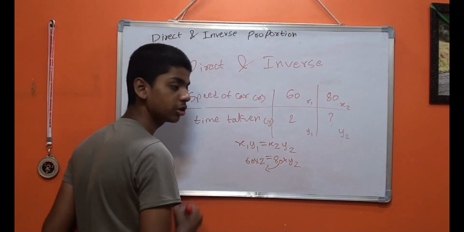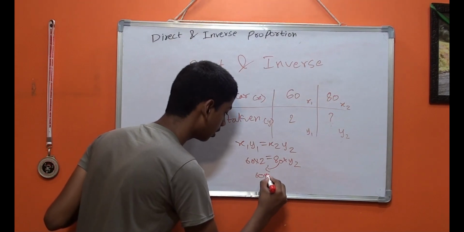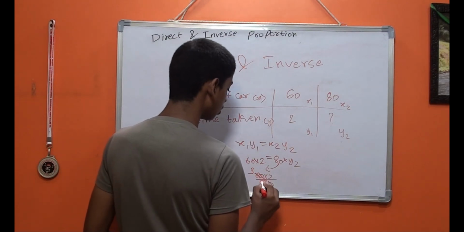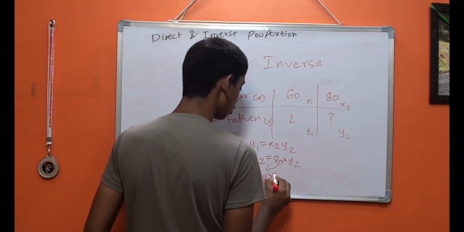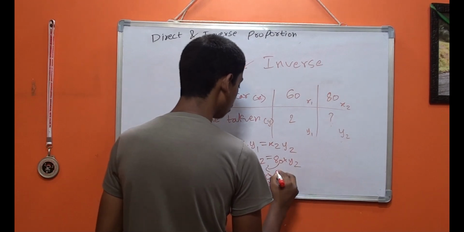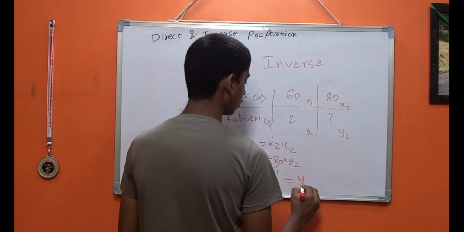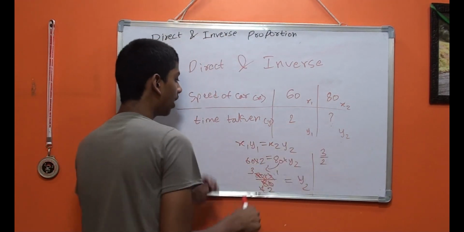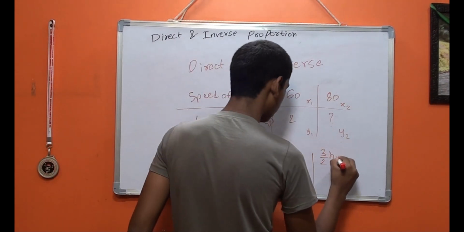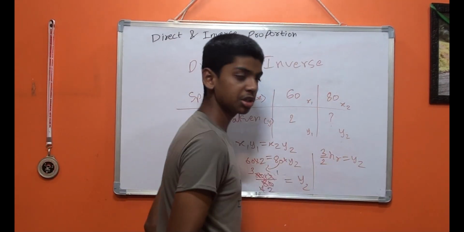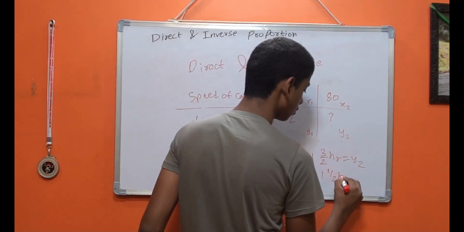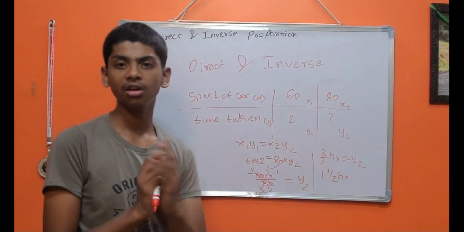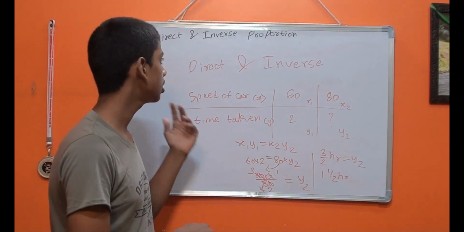Now we transpose the 80 to this side, then we would get 60 into 2 by 80. Now the zeros cancel, 2 threes are 6, 2 fours are 8, and so on. Then we would get y2 as 3 by 2. Now we are finding the time, so 3 by 2 hour equals y2. 3 by 2 hour means nothing but 1.5 hour. Now if you travel at the speed of 80 km per hour, it would take 1.5 hour to reach that destination. Now let's see another question.